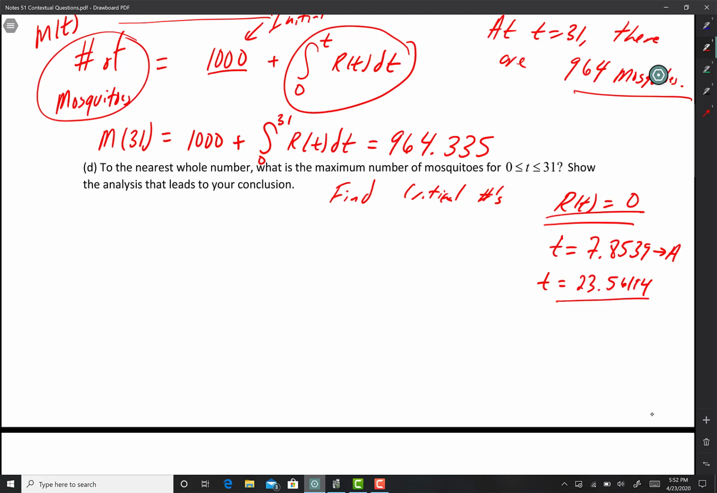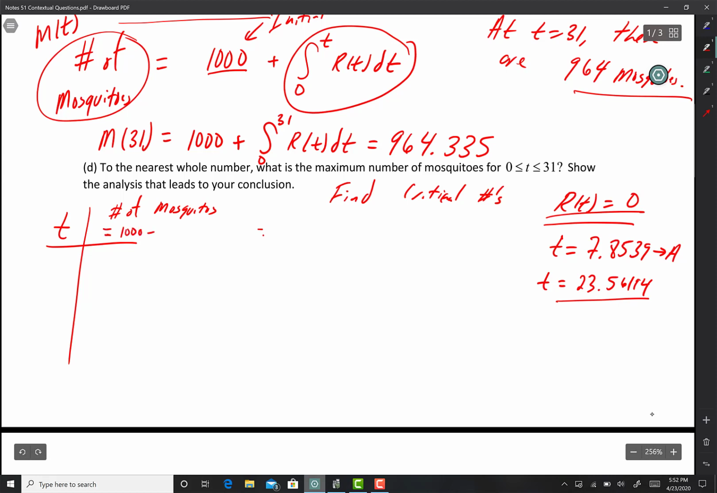So here we go. I'm going to write time. So here's my candidates test. You test your endpoints and you test these guys. And I'm going to put number of mosquitoes. And I'm going to put the equation here, which is the top equation that I have there, which equals 1,000 plus integral 0 to t of r of t dt.